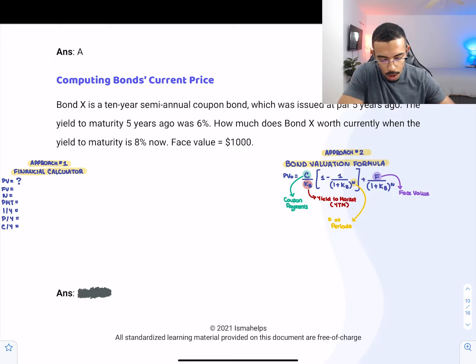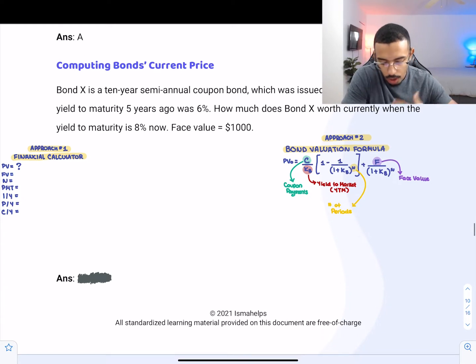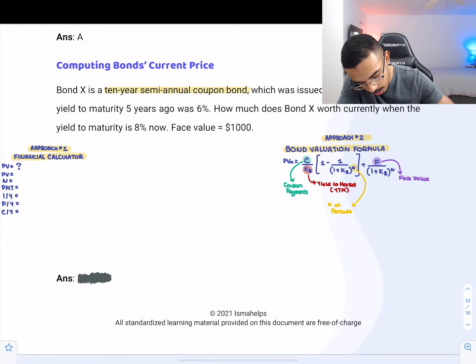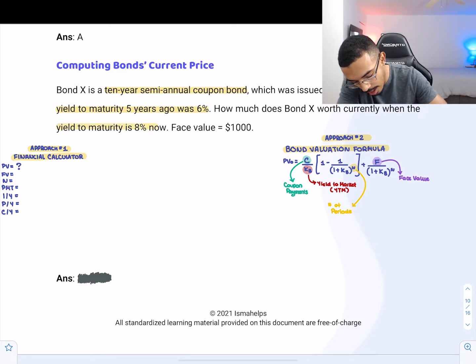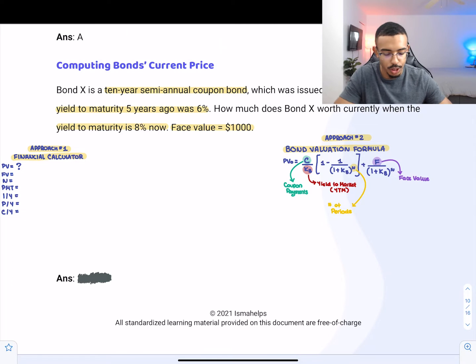So if we consider the problem that we have in front of us right now, we are looking at the following. Bond X is a 10-year semi-annual coupon bond. All right, that's important. Which was issued at par 5 years ago. Good to know. The yield to maturity 5 years ago was 6%. How much is bond X worth currently when the yield to maturity is 8% now? And note that the face value is $1,000. So we for sure have a lot of information here, but how do we segment this information into different buckets to be able to solve this question effectively?